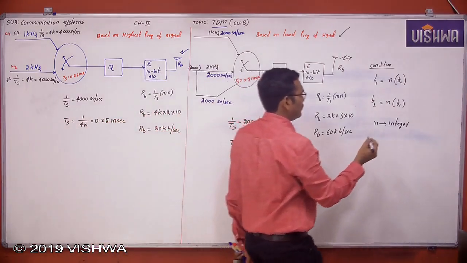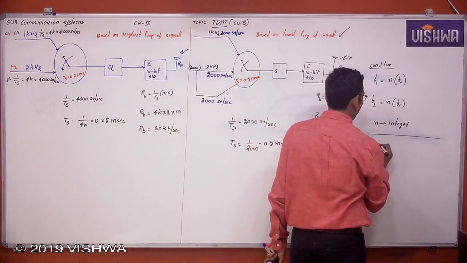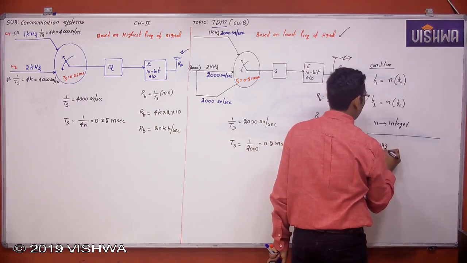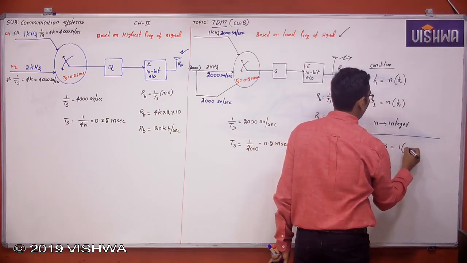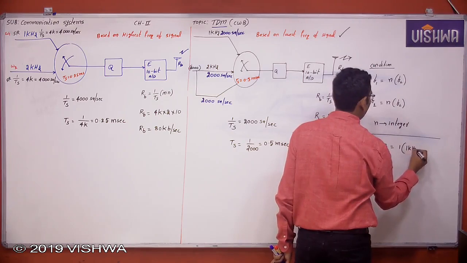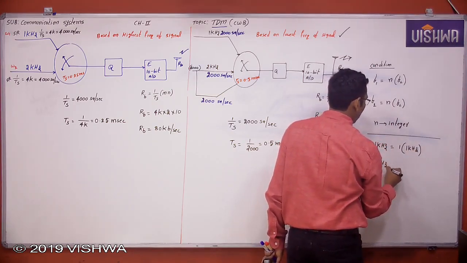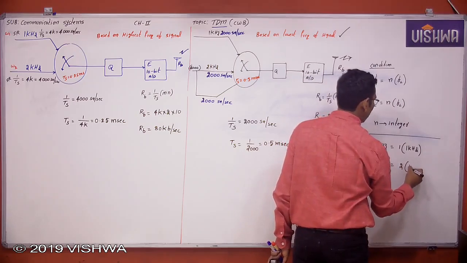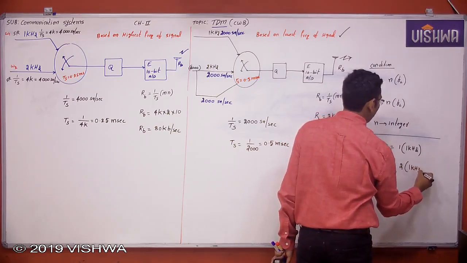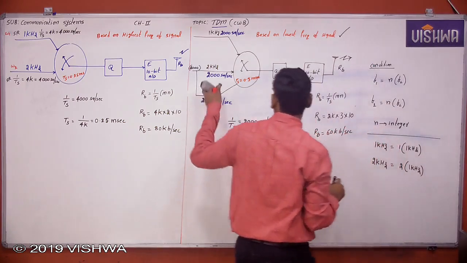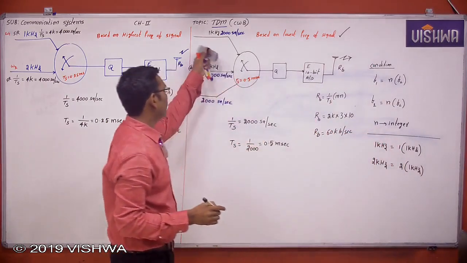1 kilohertz. 1 kilohertz is equal to an integer multiple of the lowest frequency, which is how much? 1 kilohertz. What is the second frequency? 2 kilohertz. Which is an integer multiple of the lowest frequency. What is the integer multiple? The integer multiple is 2 of the lowest frequency, which is 1 kilohertz.